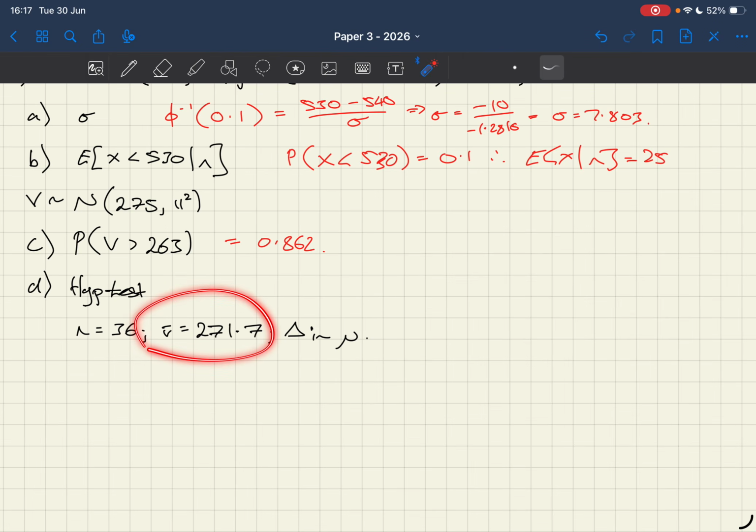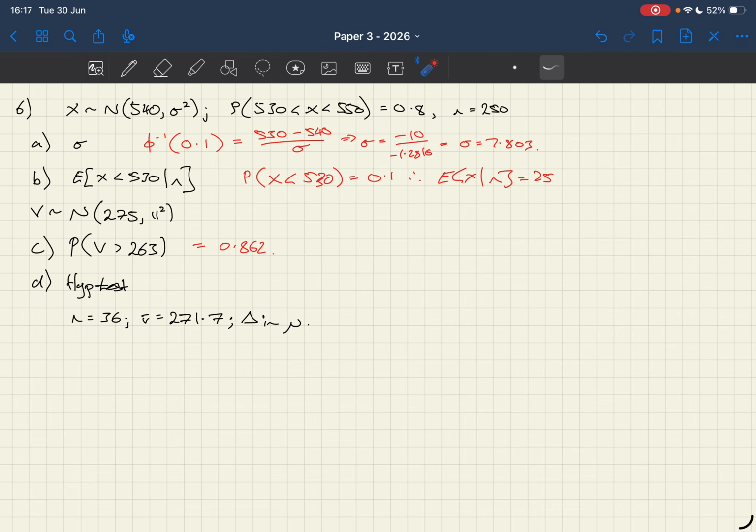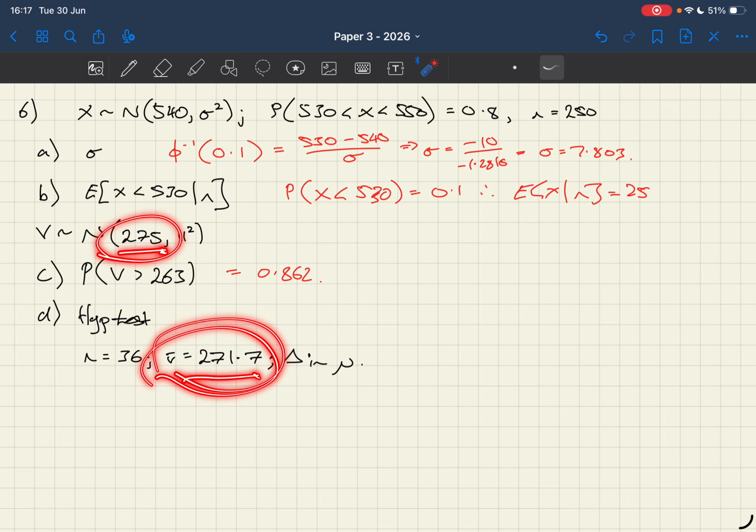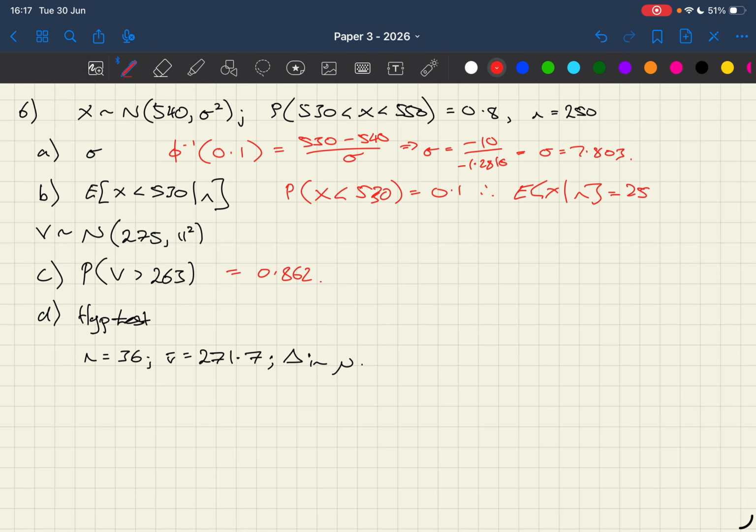And then we do a hypothesis test. So we do have a sample mean. We have this distribution and we do it 36 times. We get a sample mean of 271.7, which is quite far from 275. We want to see if there's a change in it. You can see we are on the left-hand side, the lower value, as an observation was lower than the actual given mean. So if we're looking for a change, it will be the left-hand side we're looking at.